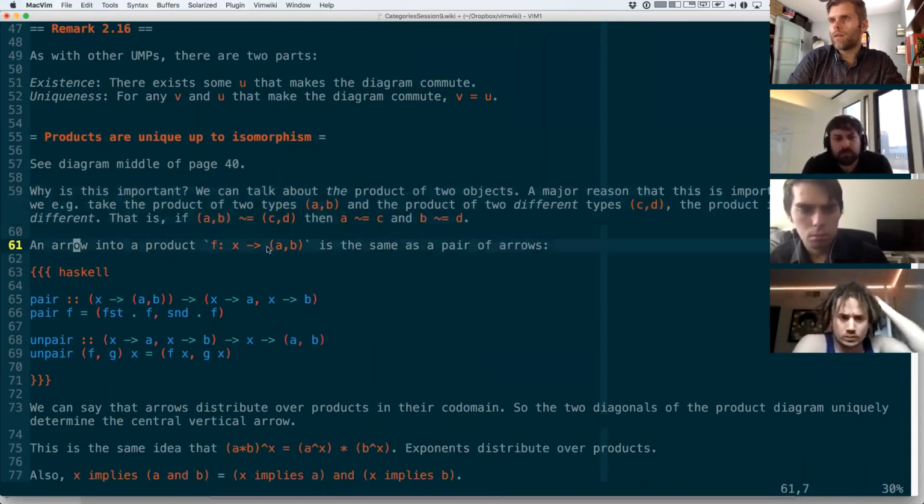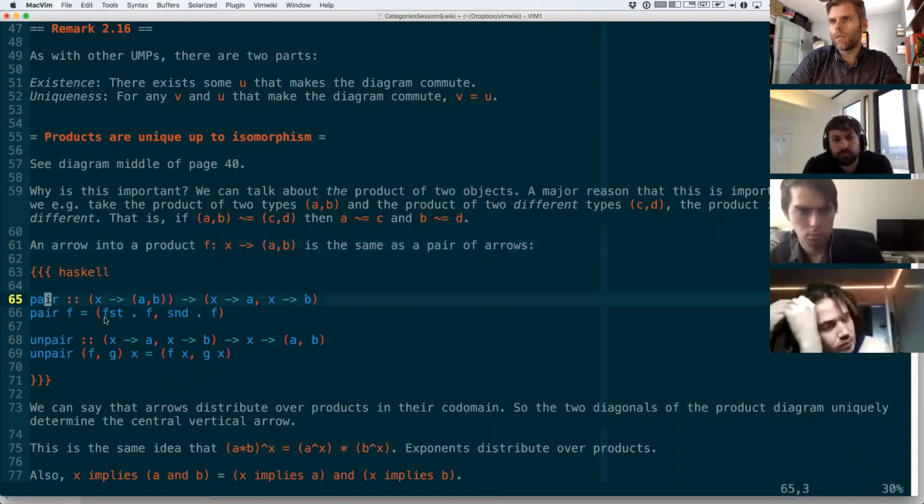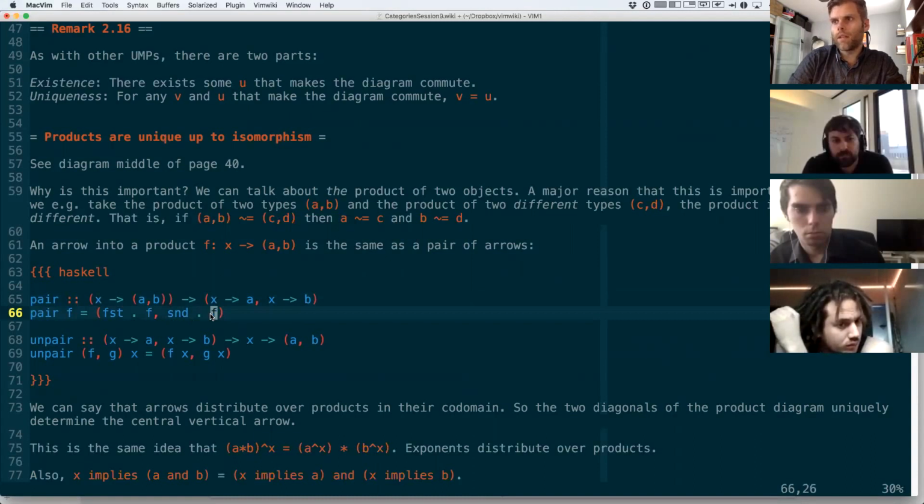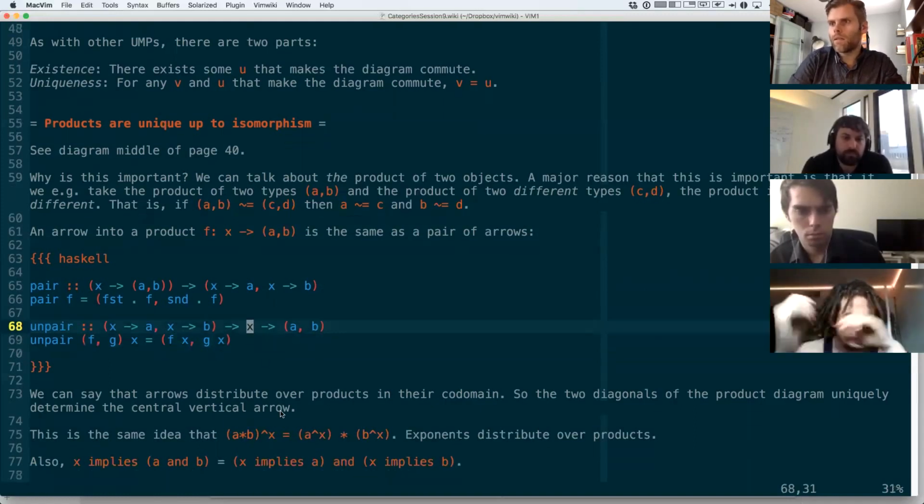He also talks about how an arrow into a product is the same as a pair of arrows. So an arrow from X to A and B is the same as, or isomorphic to, a pair of arrows, one from X to A and one from X to B. And the proof we can give in Haskell. So going from a single function to two functions, we take first compose F and second compose F and put those in a pair. And to unpair, we take the two functions F and G and apply them both to the same argument, X. Make sense?